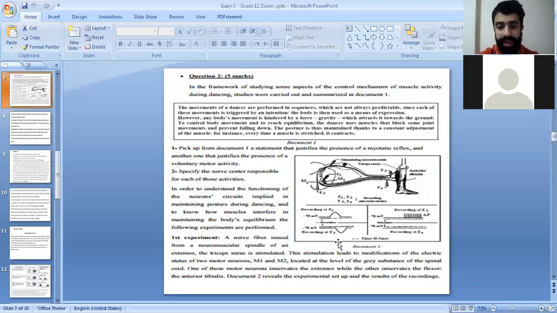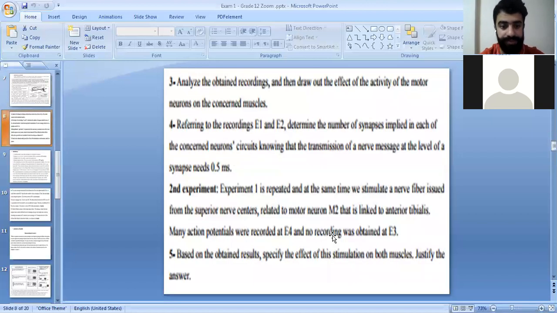While in the second one, at the level of E2, it needs more than 0.5 milliseconds, approximately 0.7 to 0.75. So this explains that it contains more than one synapse. So we call it polysynaptic.